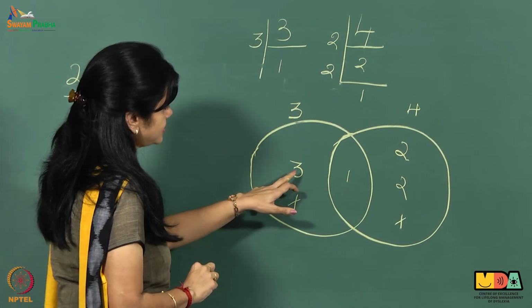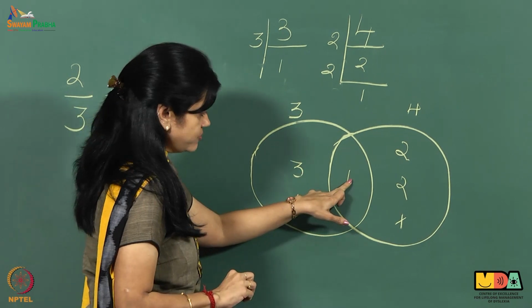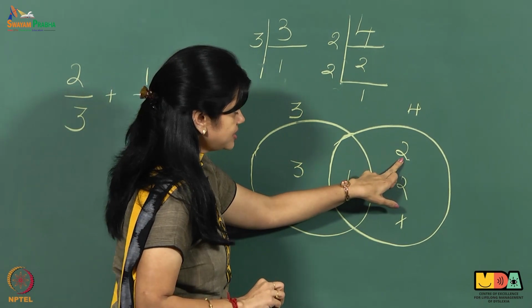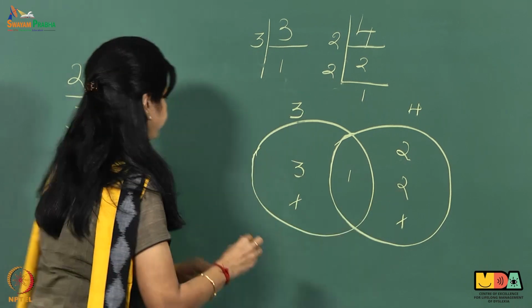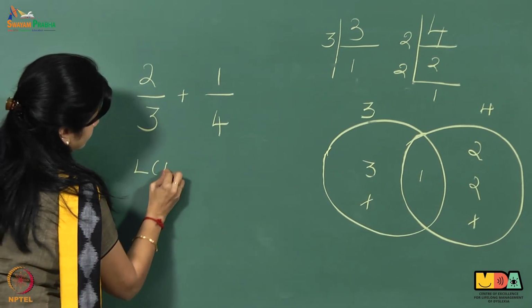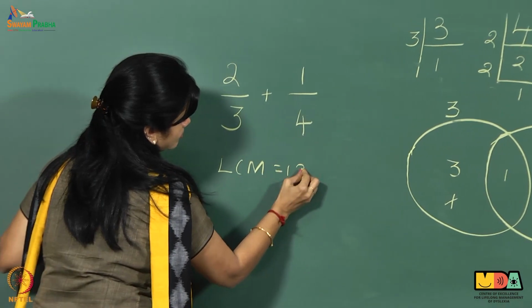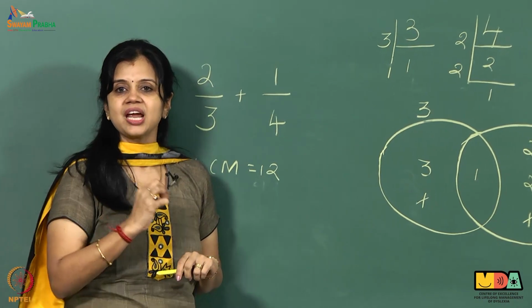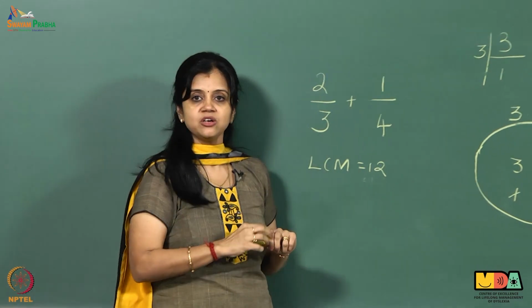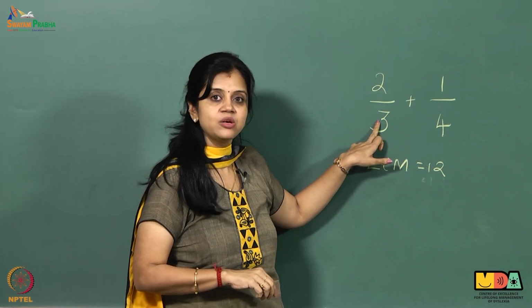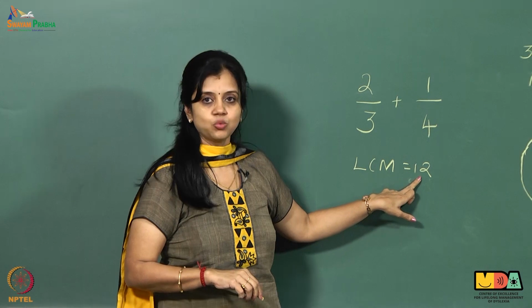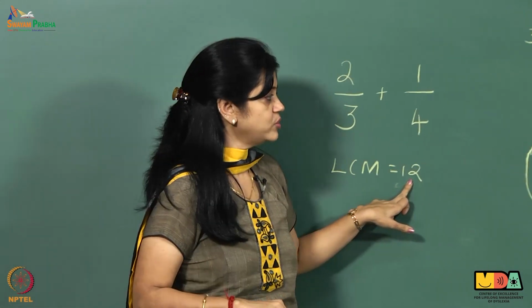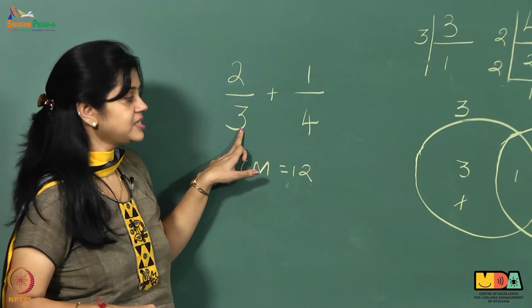So, now the LCM will be 3 into 1, which is 3, into 2 is 6, and into 2 is 12. Most often it so happens that the child finds it difficult to find out what has to be multiplied with 3 to get 12.